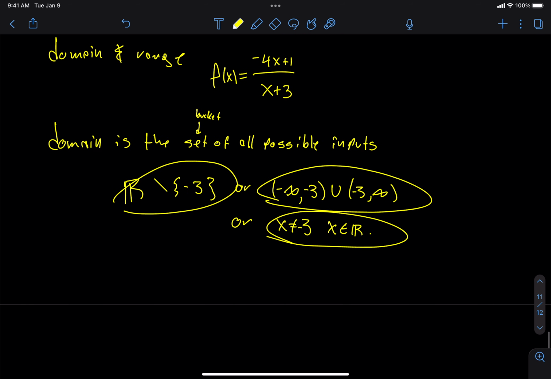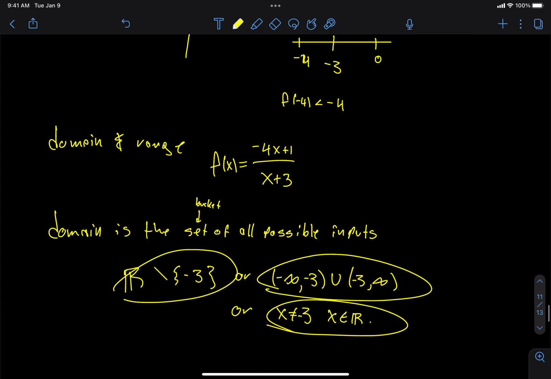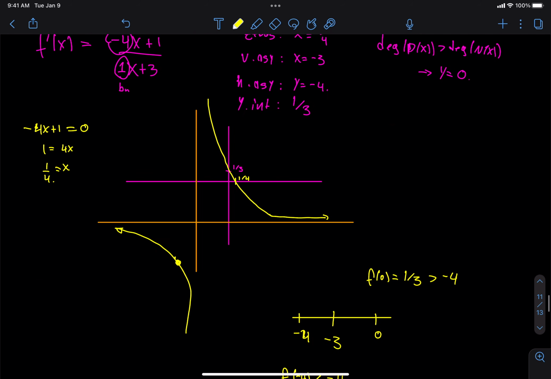Okay, so that's the domain. So the domain is the set of all possible inputs. What is the range? Set of all possible outputs. Yeah, it is the set of all possible outputs. Let's take a look at our function here. Are there any outputs which the function will never achieve? Y equals -4. Yeah, the function height will never be -4.